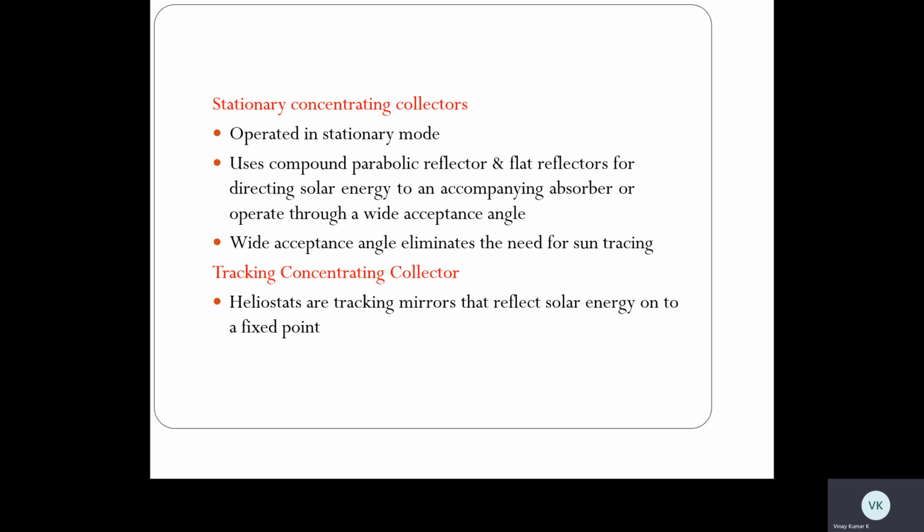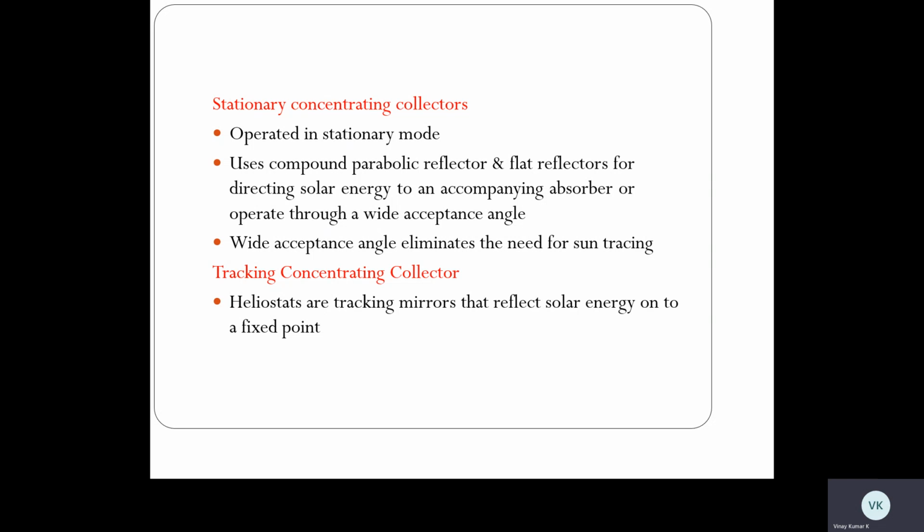But what happens in stationary concentrating collectors? The collectors, mainly parabolic collectors, will have a wide accepting angle because there will be no movement of mechanical parts. So in order to get the maximum solar radiation, we use a wide accepting angle, providing parabolic shapes. That's why the absorption of solar energy is also very important here.